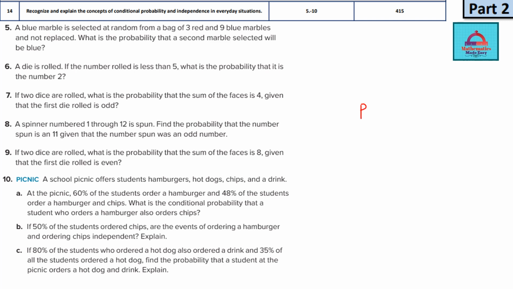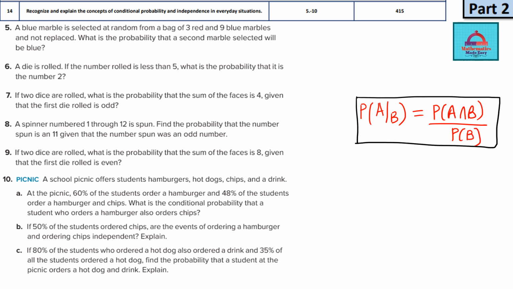So the common formula for conditional probability, denoted by probability of event A given event B has already occurred, is given by probability of A intersection B divided by probability of B. So this is a formula that is going to help us for solving these questions one by one. So let's look at the first question.